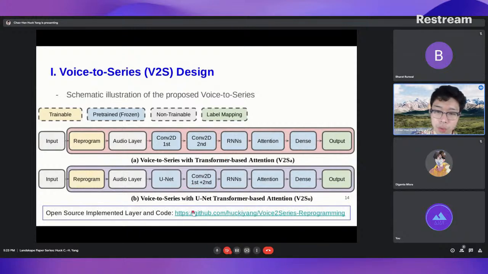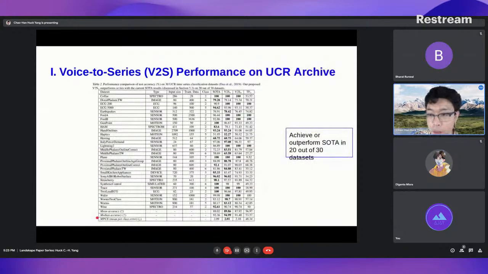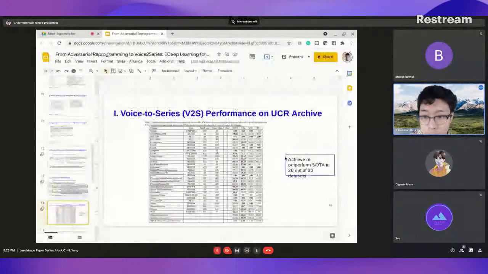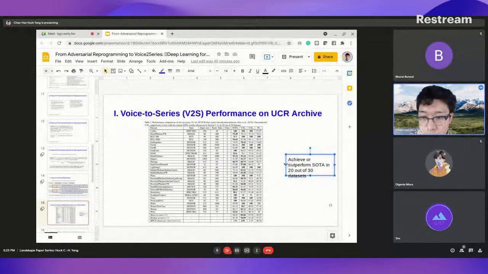And you can find the source code here, which is open source and open for collaboration. Yeah, so here is the performance on the time series dataset called the UCR archive.